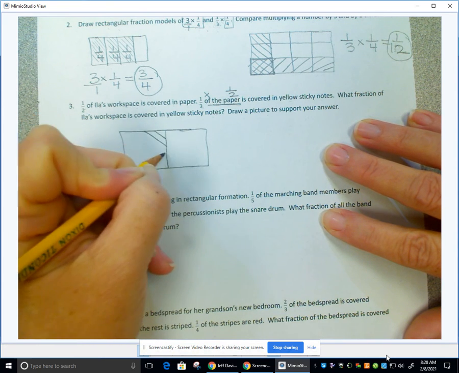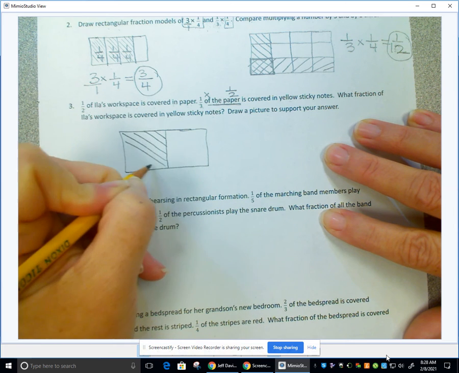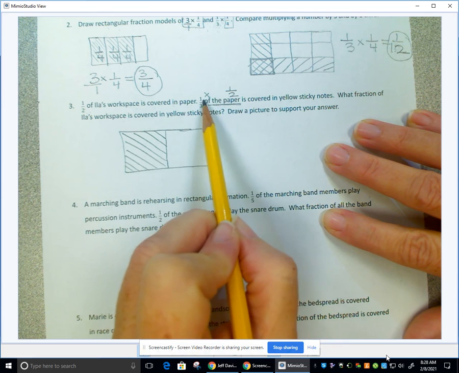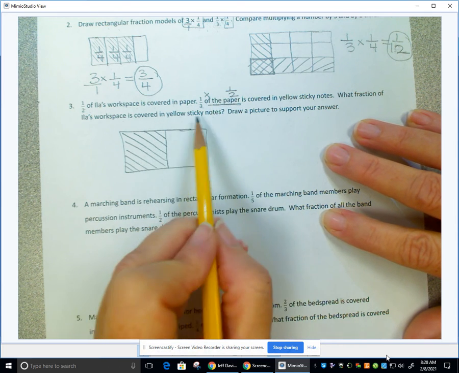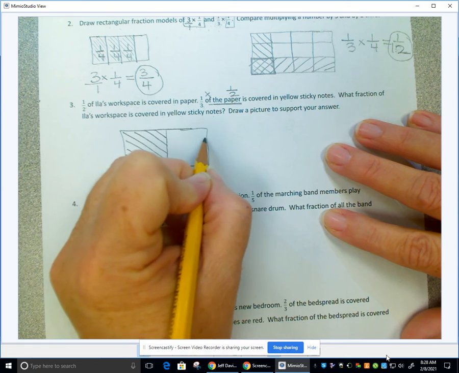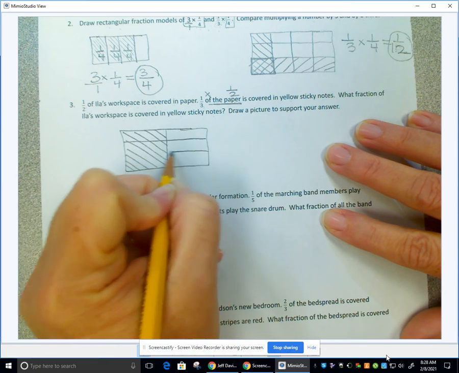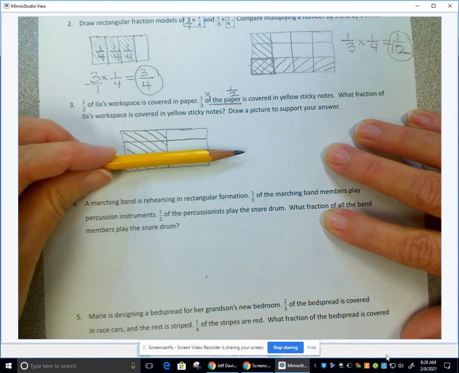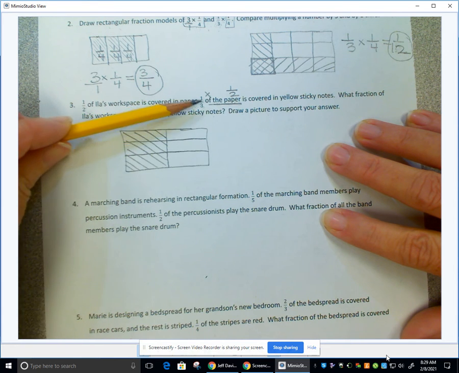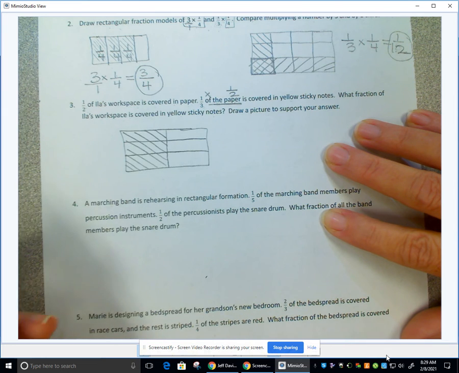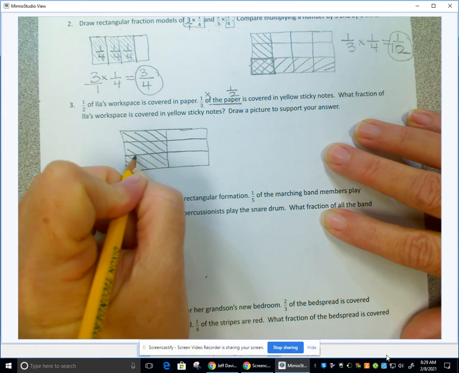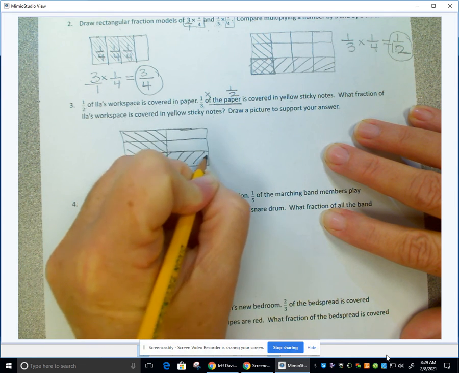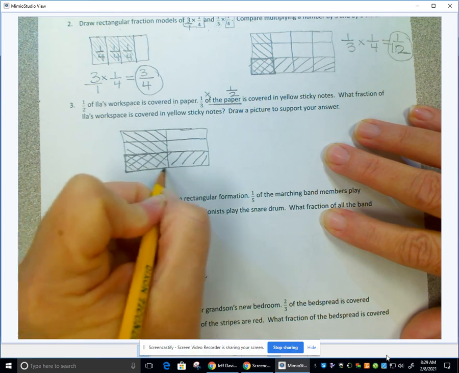And I'm going to do my pattern going this direction. Now I want 1/3 of the half. So that means I want thirds going sideways. That means I need 2 lines to make 3 sections. See, there's 1, 2, 3. And I want one of those shaded. So I'm going to go the opposite direction. And there's my answer right there.